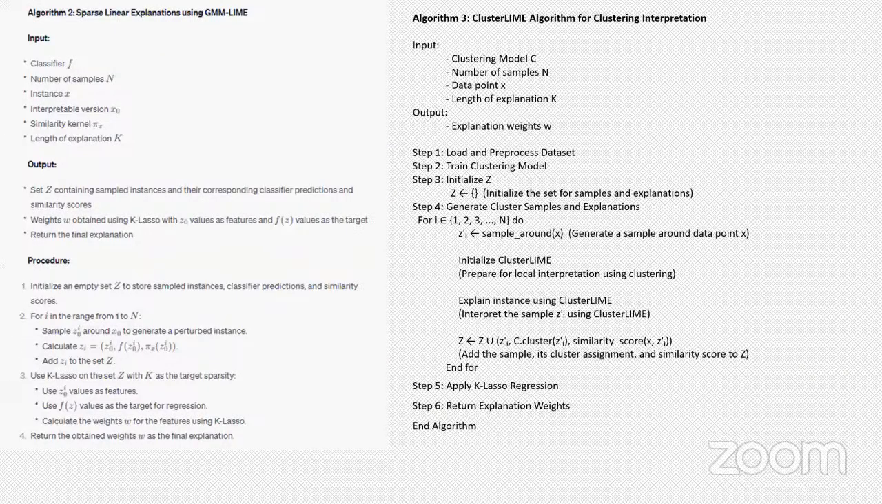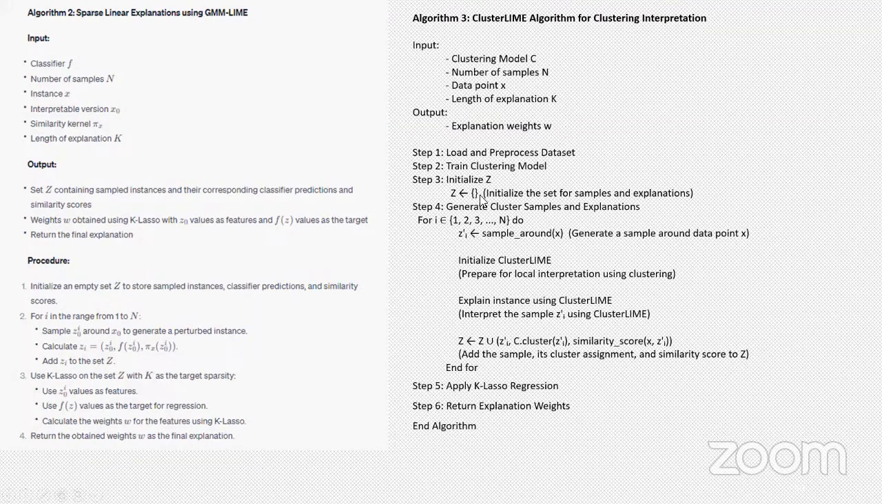So we created the two algorithms. The first algorithm here is the GMM modification, what we propose to change. It is just the part of editing, the part of getting the data, the perturbation. This is where we are using sampling so that we can generate the clusters, and then through the clusters we can sample around where the data item is located.